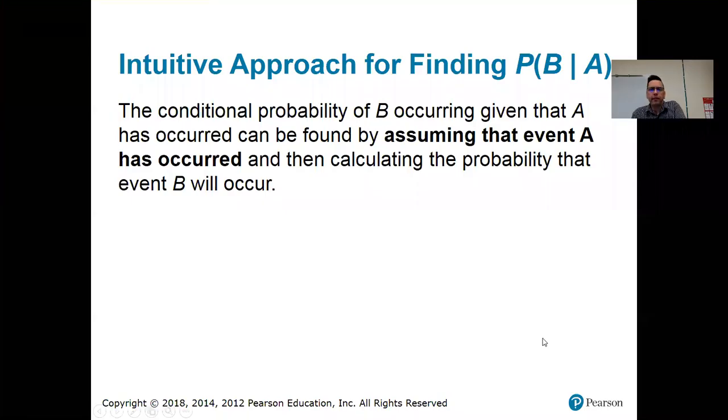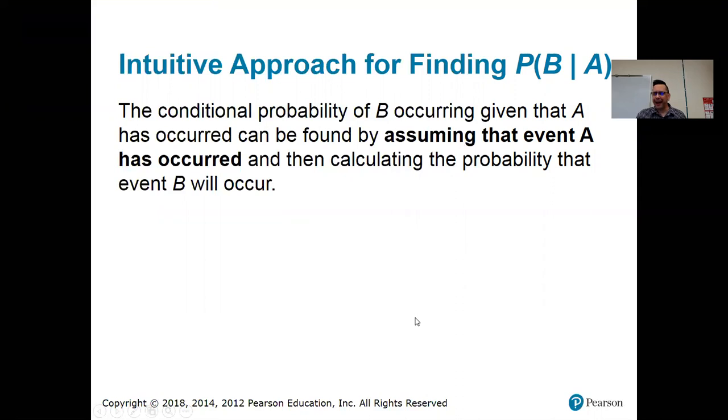There are two ways to find a conditional probability. The first one is called the intuitive approach. The idea behind the intuitive approach is that if you're trying to find the probability of B, given that A has already occurred, this additional information that A has already occurred sort of reduces your sample space. And I'm going to show you an example of that. So if you can reduce your sample space, get rid of a whole bunch of outcomes that don't fit, that makes it a really easy way to do this. So that's called the intuitive approach.